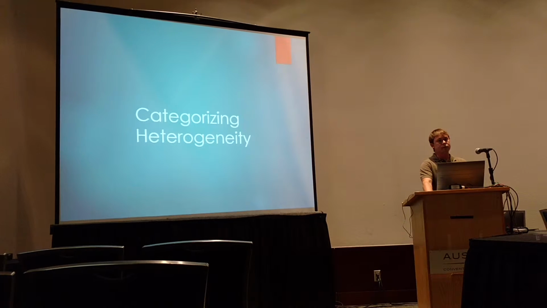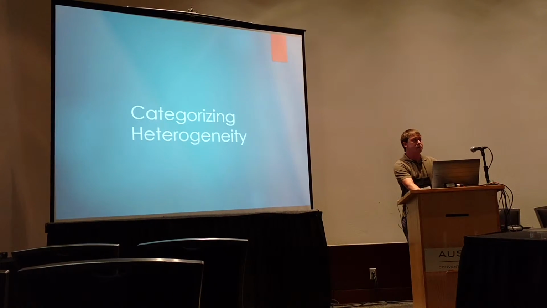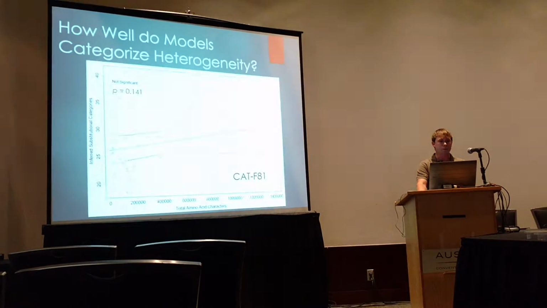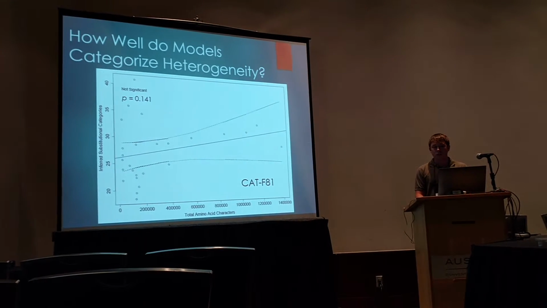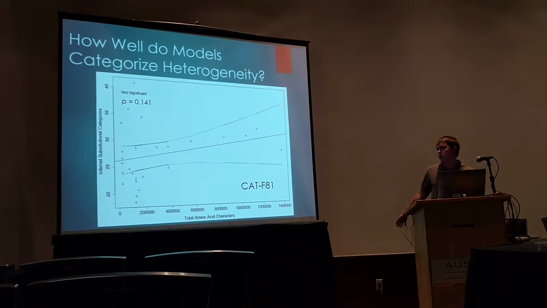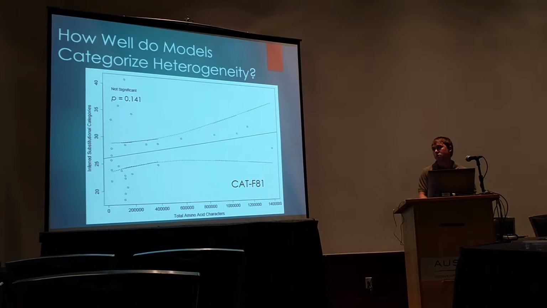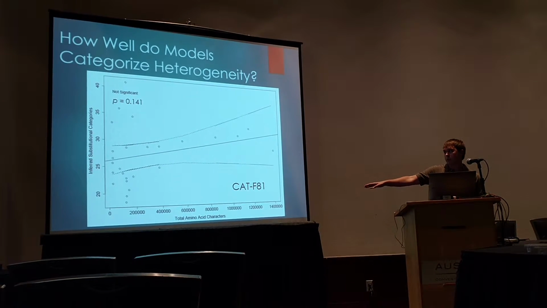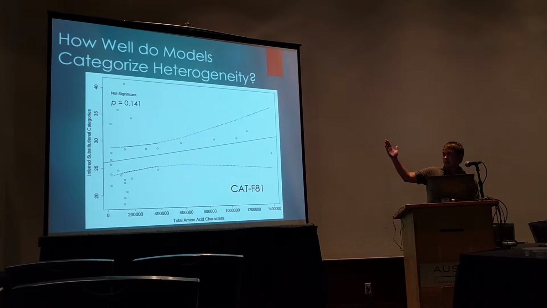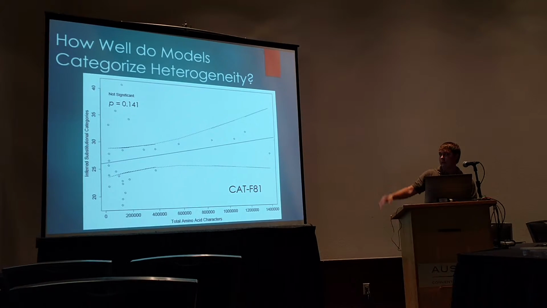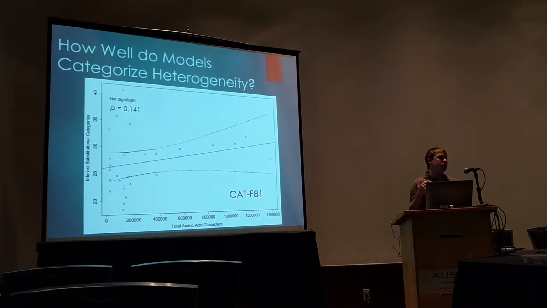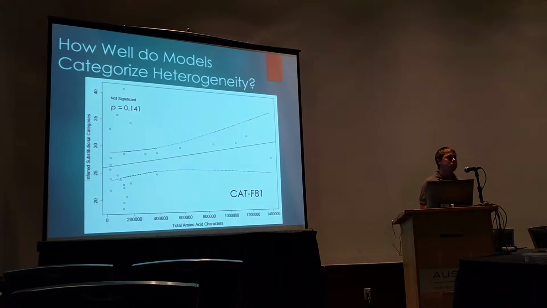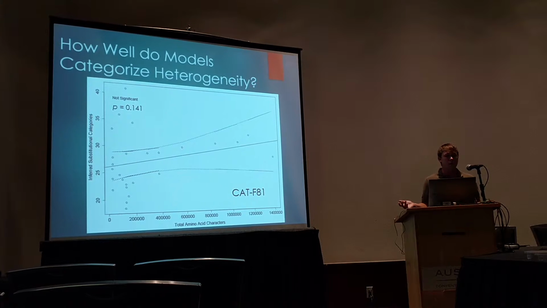So let's look at how these methods actually categorize heterogeneity. When we look at just a regression of total amino acid characters against inferred substitutional categories, the x-axis is total amino acid characters, and categories are on the y-axis. There wasn't a significant relationship with CAT-F81, but in every situation it overestimated the total number of substitutional categories by quite a bit.